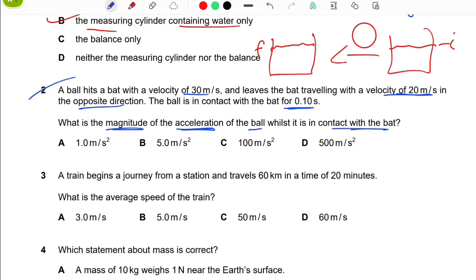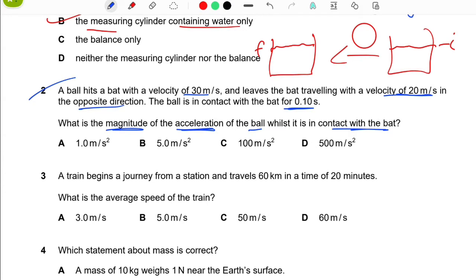So here the scenario is in contact with the bat. This question again is pretty much easy. Some of you might get confused over it, but let me explain. You just have to find the acceleration, so just use the formula acceleration is equal to v minus u upon t. Just put in the values and you will get the answer. The initial velocity they have provided is 30 meters per second and the final velocity is 20 meters per second, but you have to focus on this opposite direction.